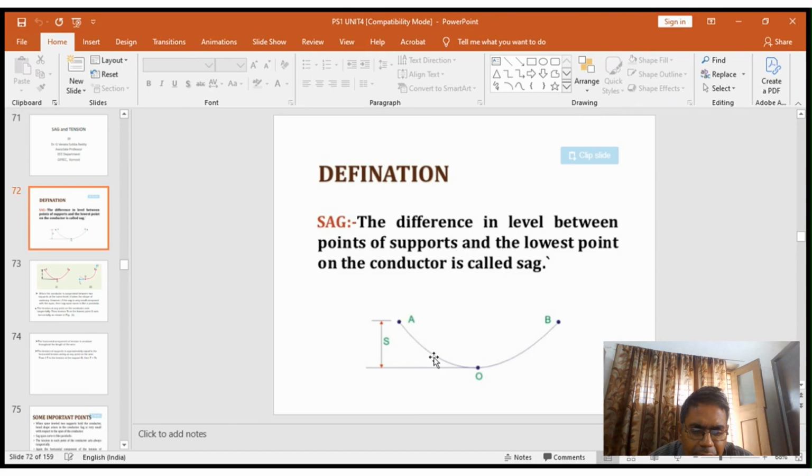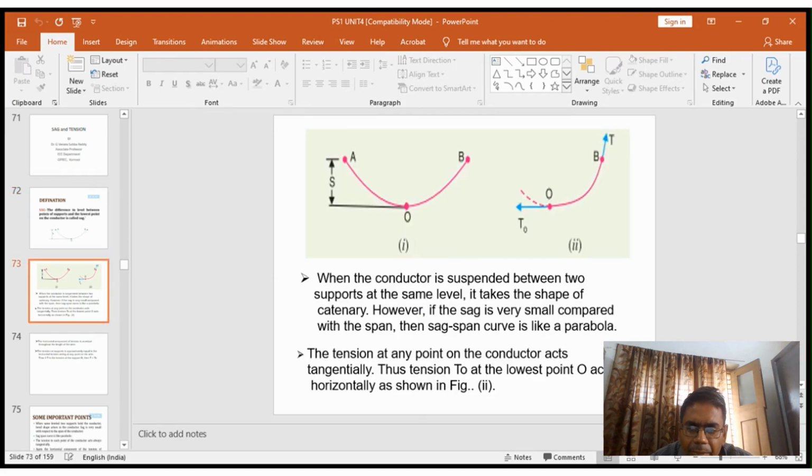The conductor is suspended between two equal supports A and B. O is the lowest point on the conductor, and S is the sag, the vertical distance between the line joining the two supports and the lowest point on the conductor. When the conductor is suspended between two supports at the same level, it takes the shape of a catenary. However, if the sag is very small compared to the span, the sag-span curve is a parabola. So there are two shapes: one is a catenary, the other is a parabola.